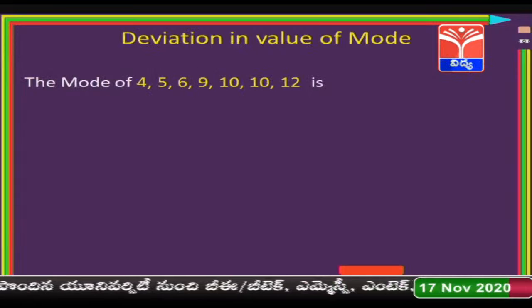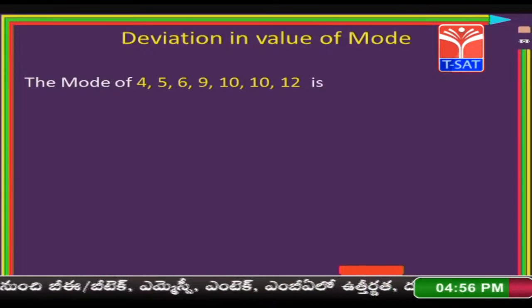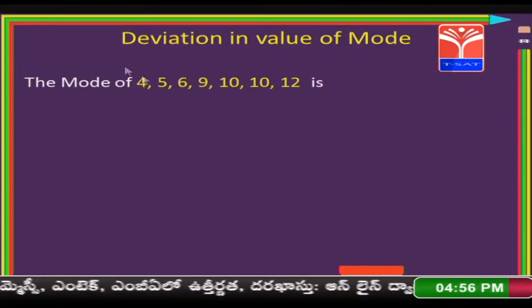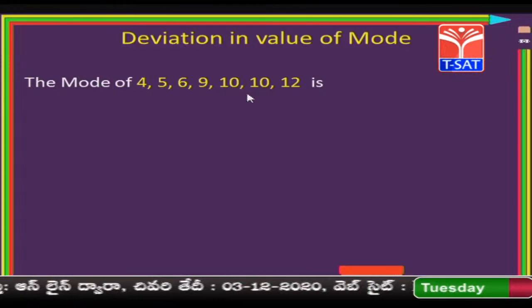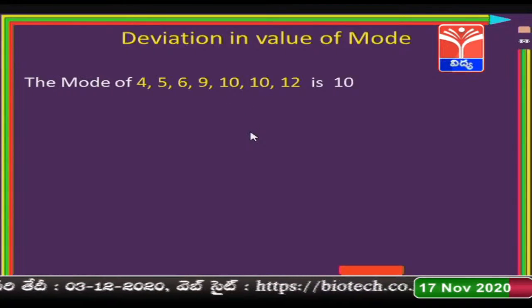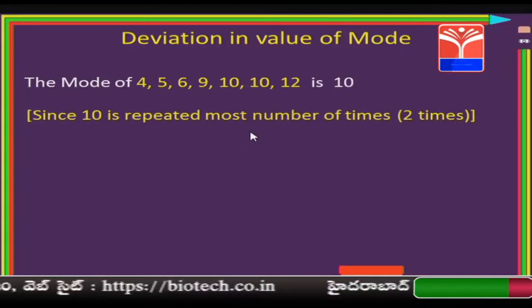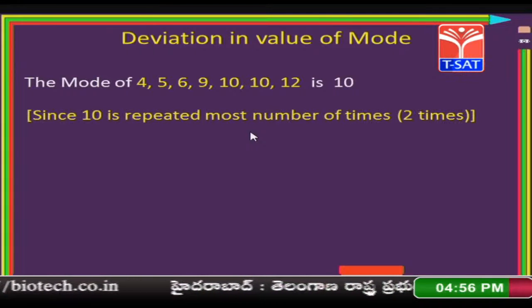So let us take the same data: 4, 5, 6, 9, 10, 10, 12. What is the mode of the data? Whichever is repeated the most number of times. So 10 is repeated the most number of times. So you can say the mode is 10, because 10 is repeated 2 times, the most number of times.